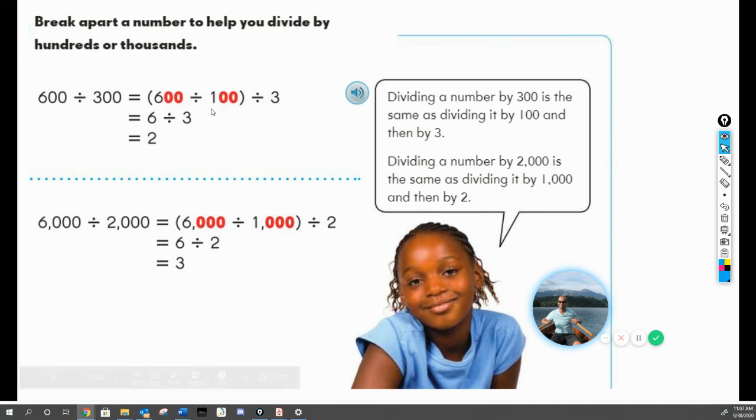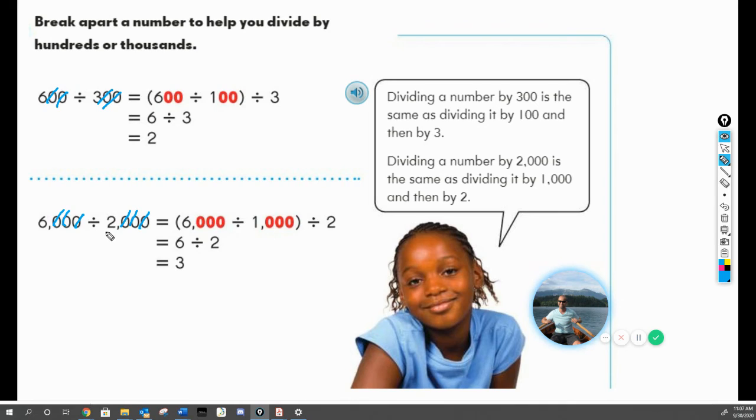Now they're showing you this break apart strategy that we did with the tens again yesterday. What I'm going to do is cross out these zeros again before I divide. Instead of doing 600 divided by 300, I can cross out 2 and 2, and I get 6 divided by 3 is 2. And that's essentially what they're doing here, and they're showing you why my little technique works.